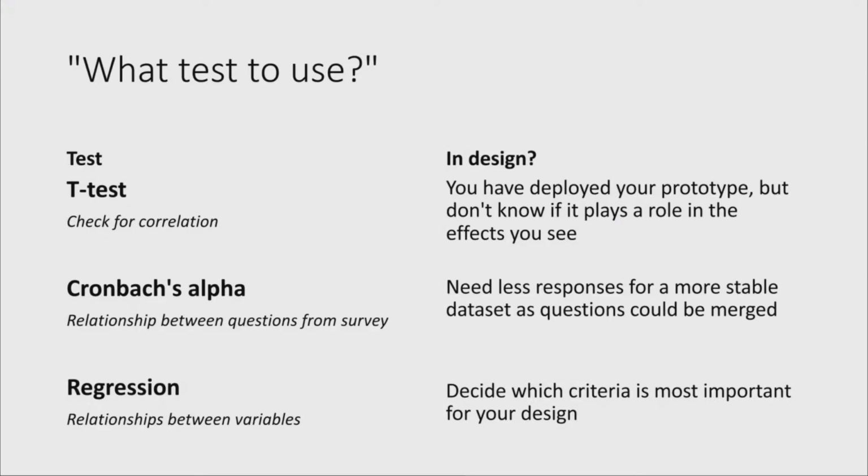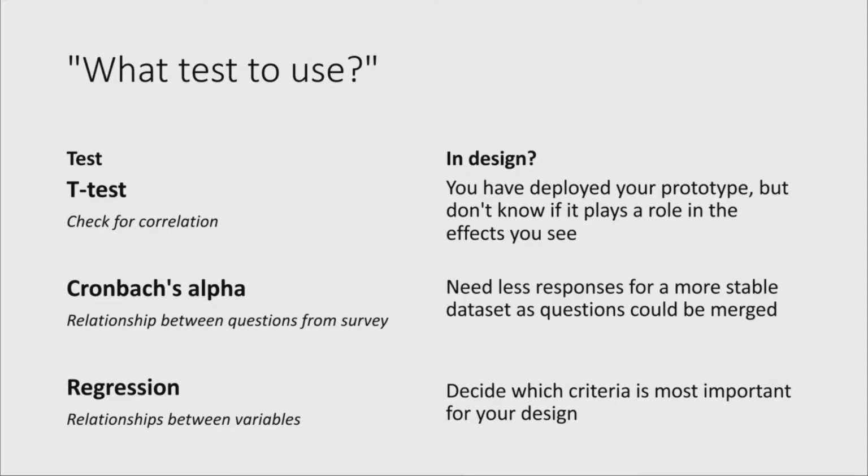Next, we have Cronbach's Alpha. This detects the relationship between questions from a survey. You often see it in validated questionnaires, that they have very similarly asked questions, but not really the same. So they're often reversed in meaning. One question could be if you liked a certain thing, and the other question would be if you disliked it.